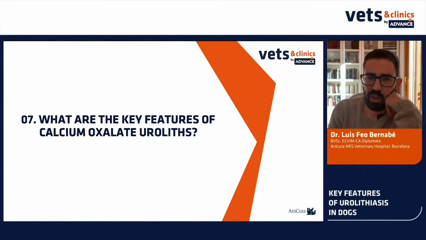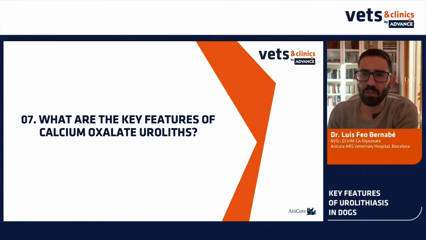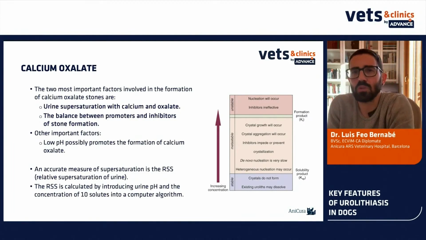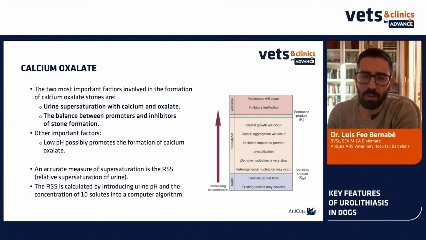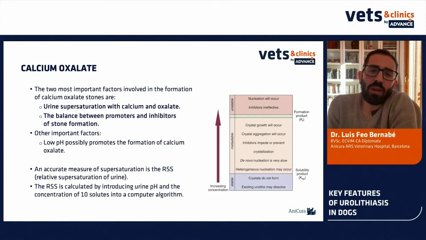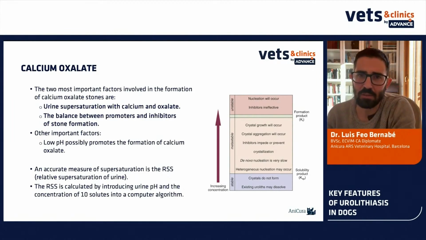Yeah, so the two most important factors involved in the formation of calcium oxalate stones are the urine supersaturation with calcium and oxalate, which is probably the main factor, and also the balance between the promoters and inhibitors of stone formation. These clearly are the two main factors. Obviously, there are other factors involved in the pathogenesis of these stones, and low pH is probably less important, but it's also important to promote the formation of these calculi.